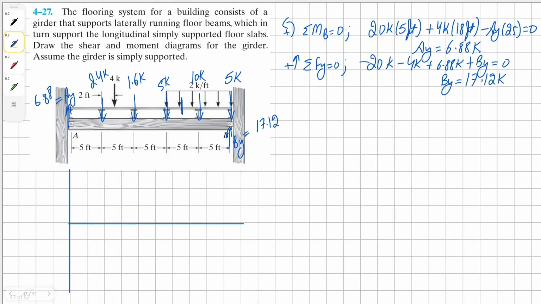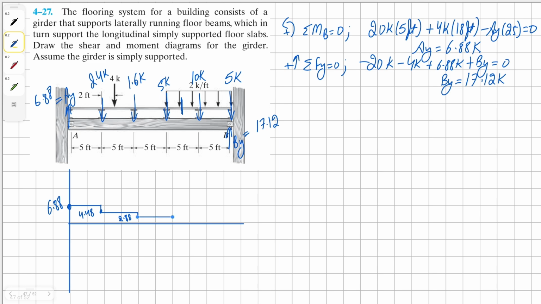Beginning with the shear, we're going to begin at 6.88K. Nothing's going to happen for the next 5 feet. Then we're going to go down 2.4. Just going to bring us to 4.48. Then again, nothing's going to happen for the next 5. Then we're going to go down 1.6K to 2.88. Then again, nothing's going to happen for the next 5 feet.